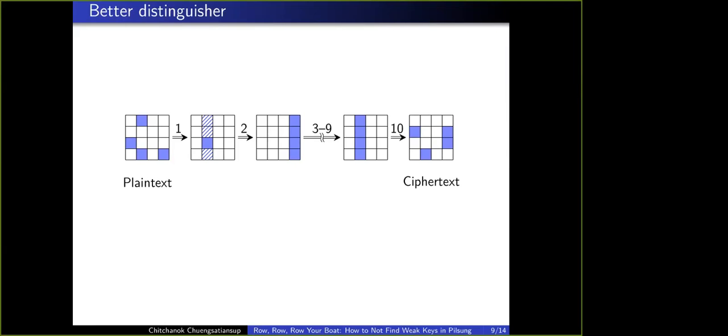So now that we know what we are looking for, weak keys or keys that preserve columns, we now need to see whether this weak key exists at all in Pilsung.